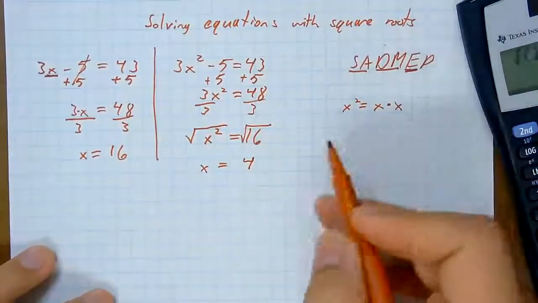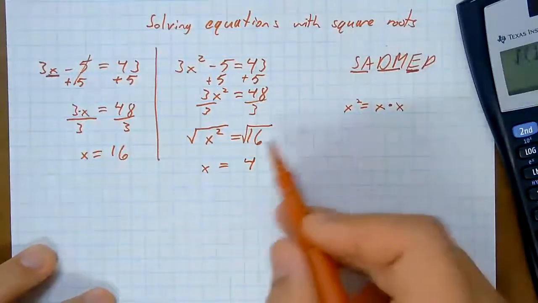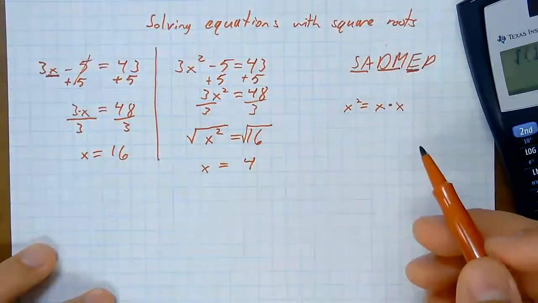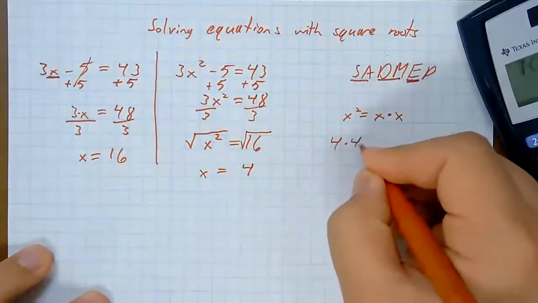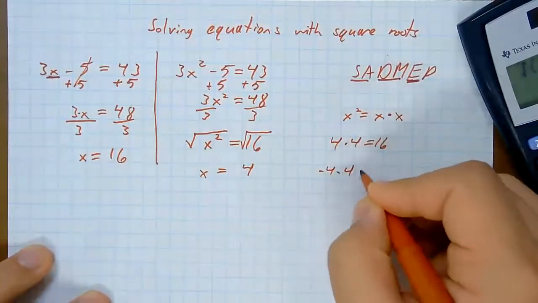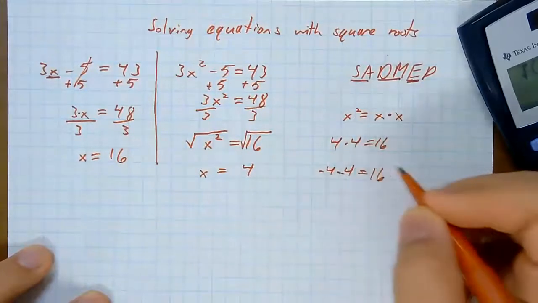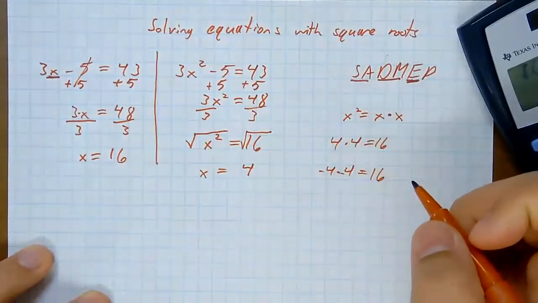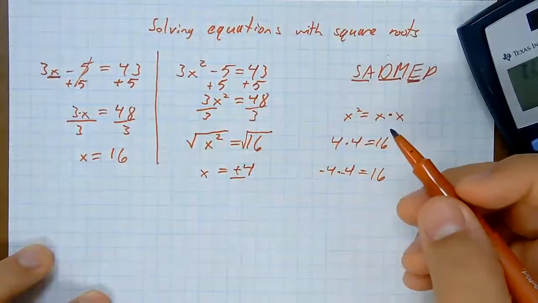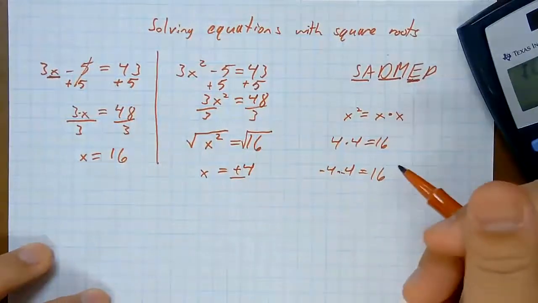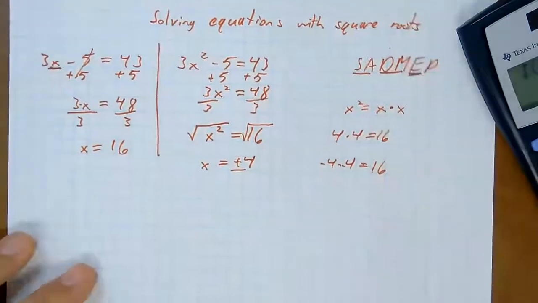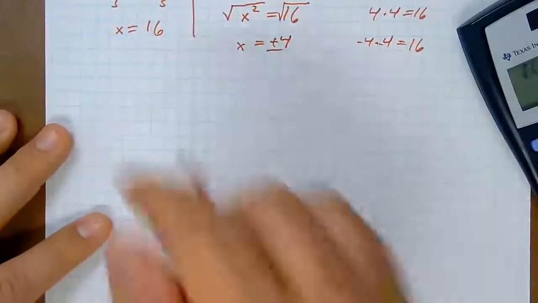Now, I mentioned we're looking for numbers that would fulfill this mathematical statement. What times itself equals 16? Well, 4 times 4 equals 16, but so does -4 times -4. That also equals 16. So generally, we write both the positive and the negative 4, but in this class, we'll be focusing on the positive square roots moving forward.